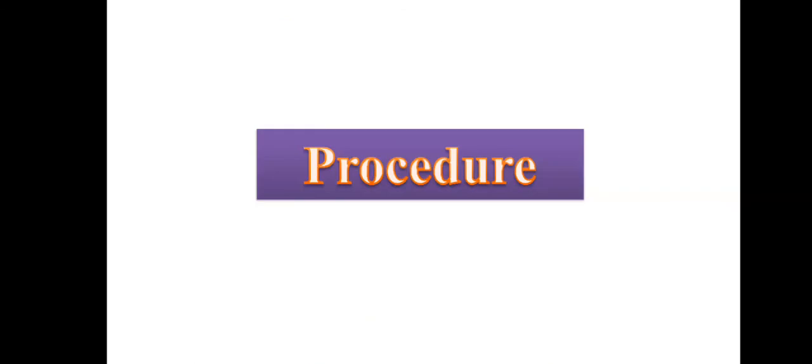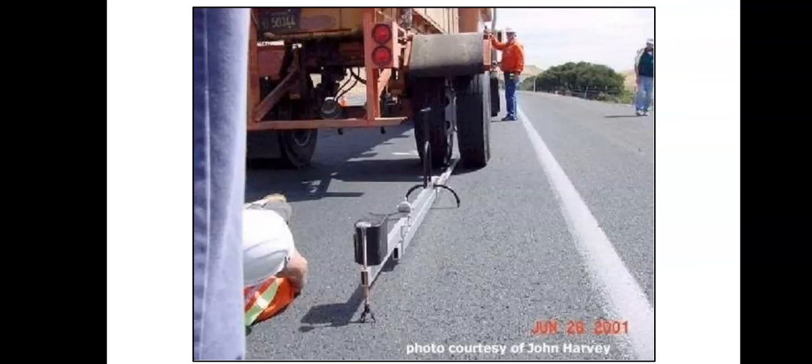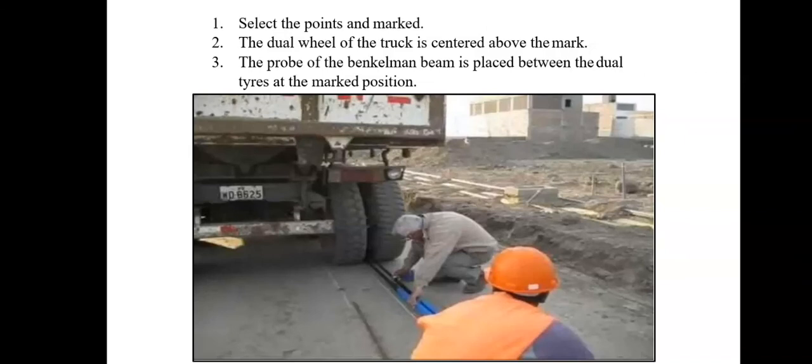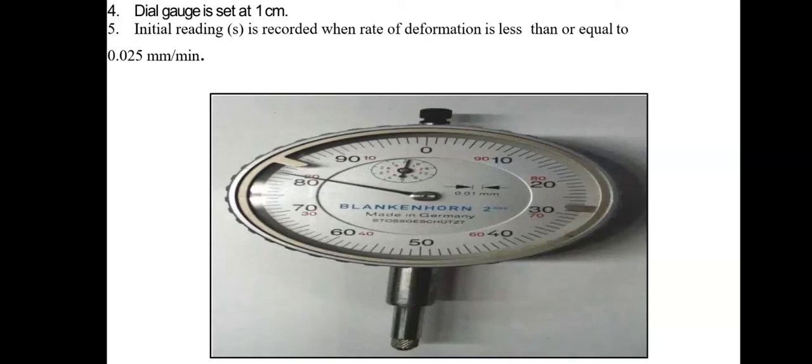Let's see the procedure. This is the assembly of Benkelman beam. Select the points and mark. The dual wheel of the truck is centered above the mark. The probe of the Benkelman beam is placed between the dual tires at the marked position. Dial gauge is set at 1 centimeter. Initial reading S is recorded when the rate of deformation is less than or equal to 0.025 mm per minute.